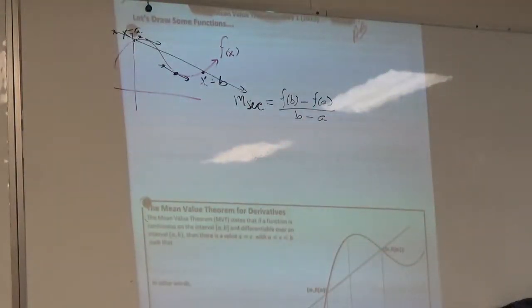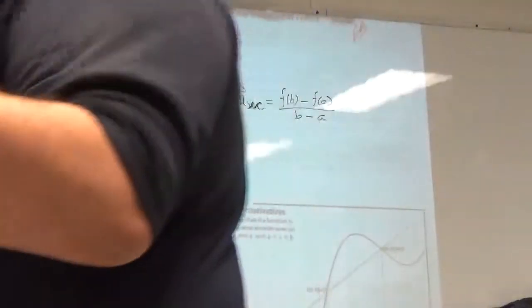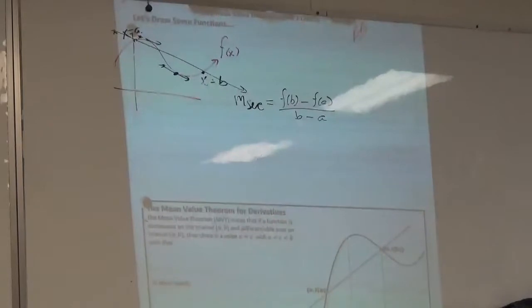So you might think that this is something that always happens. I want you to try some different functions, see if you can come up with an example of a place where this fails. I'll give you a couple minutes. Try some other functions, try some other endpoints. The goal is to see, can you come up with a function where this doesn't happen? Go for it.